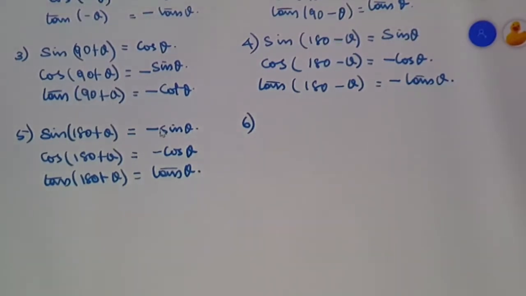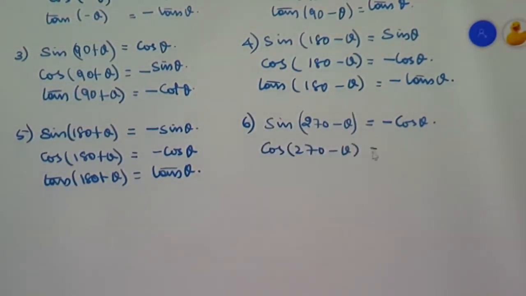Then the next one. Let us consider 270. Sine of 270 minus theta is equal to minus cos theta. Similarly, cos of 270 minus theta is equal to minus sine theta. Go for tan. Tan of 270 minus theta is equal to plus cot theta.